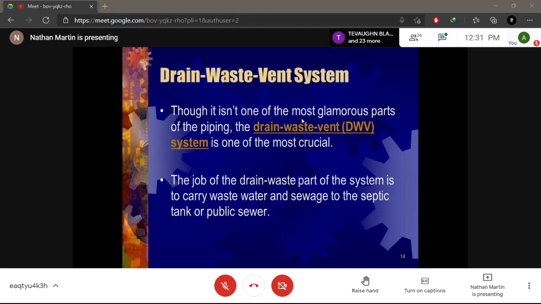So this system is basically, to me, more important than the potable water, in that if this system comes in contact with the potable water, then we have contamination. So this system should be properly designed and run through the facility. The job of the drain waste part of the system is to carry wastewater and sewage to the septic tank.